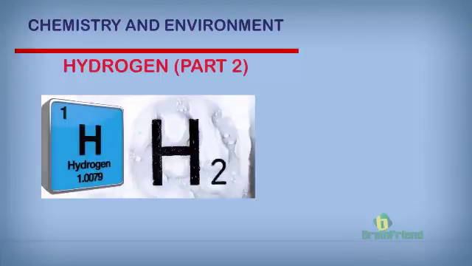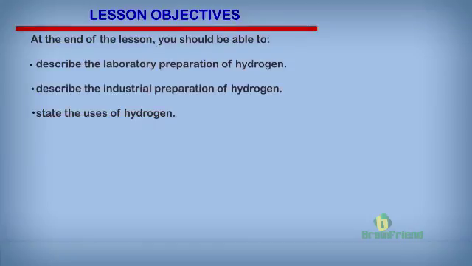In our previous class on hydrogen, part 1, we talked about what hydrogen is, its oxidation number, electronic configuration, and its chemical and physical properties. For our class today, we'll be looking at the laboratory and industrial preparation of hydrogen and its uses. So at the end of the lesson, you'll be able to describe the laboratory preparation of hydrogen. You should also be able to describe the industrial preparation of hydrogen. Then you should be able to state the uses of hydrogen.